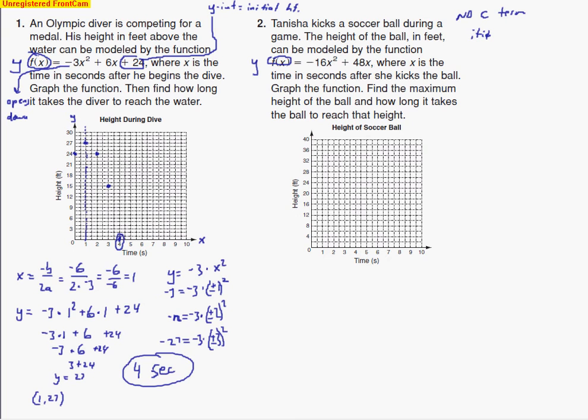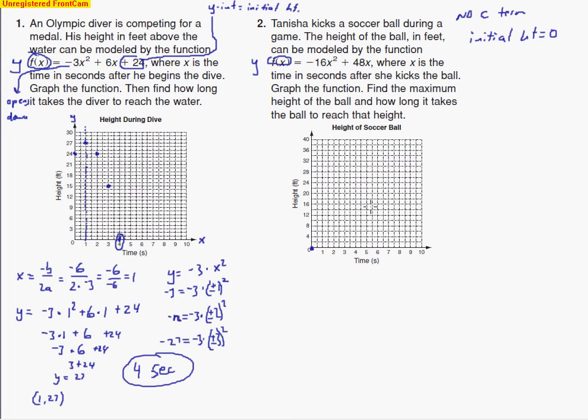so let me spell that right here, fix that real quick. So the initial height ends up being 0. So we'll say initial height equals 0 because there's no c term. So that means the graph starts right there at the origin. And so that's something we know.